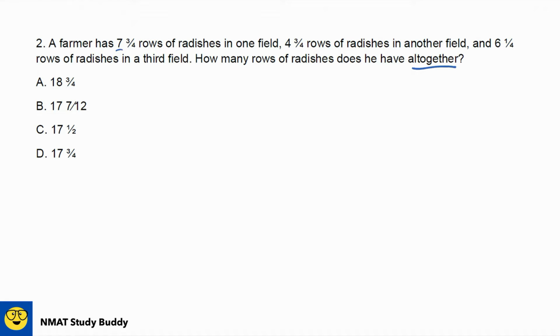So, 7 plus 4 plus 6 is equal to 17, di ba? And then, for the fraction part, 3/4 plus 3/4 plus 1/4. As you can observe, yung denominators naman nila are all 4. So, we will just copy and then add the numerator. So, 3 plus 3 plus 1 is 7. So, meron kang makukuha ang whole number na 17 and fraction part na 7/4.